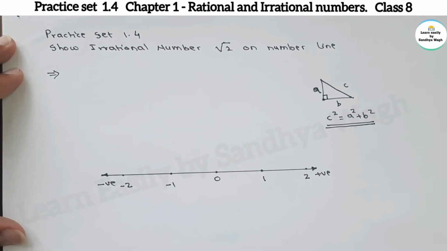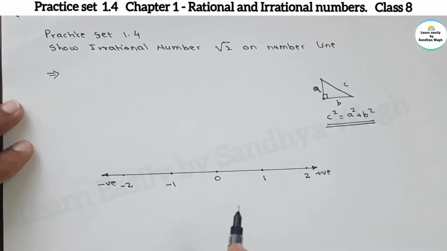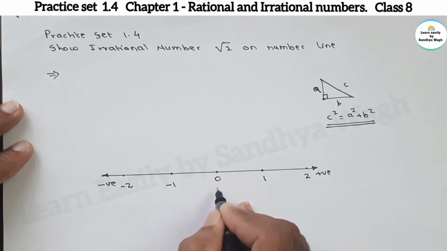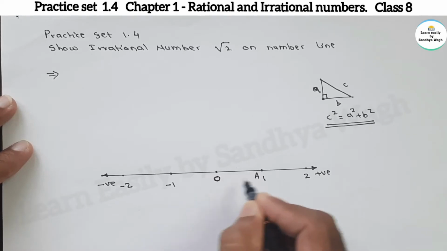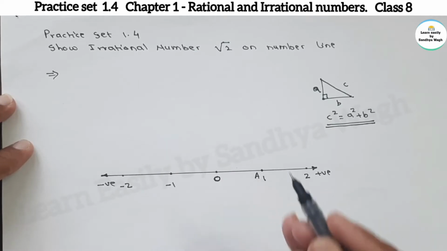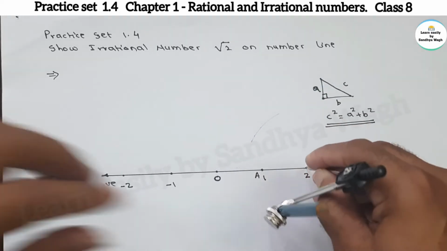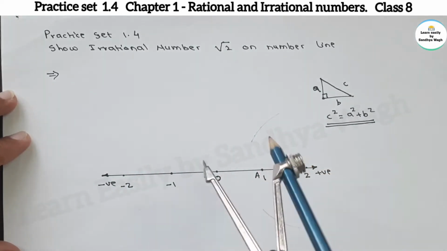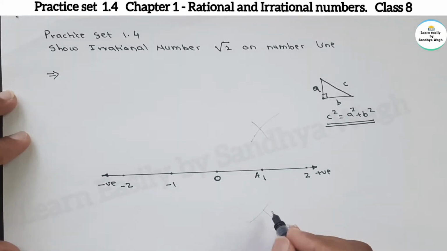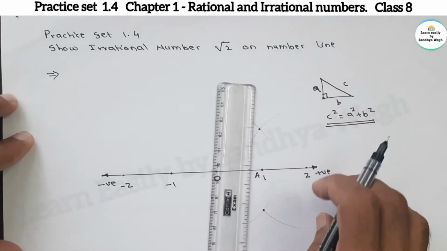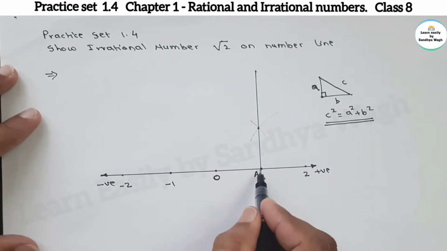We will use this Pythagoras theorem to solve our problem. Now first we have taken this one unit. Now draw a perpendicular line through this. Mark these points: let this point be O, this point be A. Then draw a perpendicular line through A to this line. You know how to draw a perpendicular line: take more than half of this, make an arc on both sides from these two points. Then join these intersecting points and draw a line. This line will be perpendicular to this line through this point A.